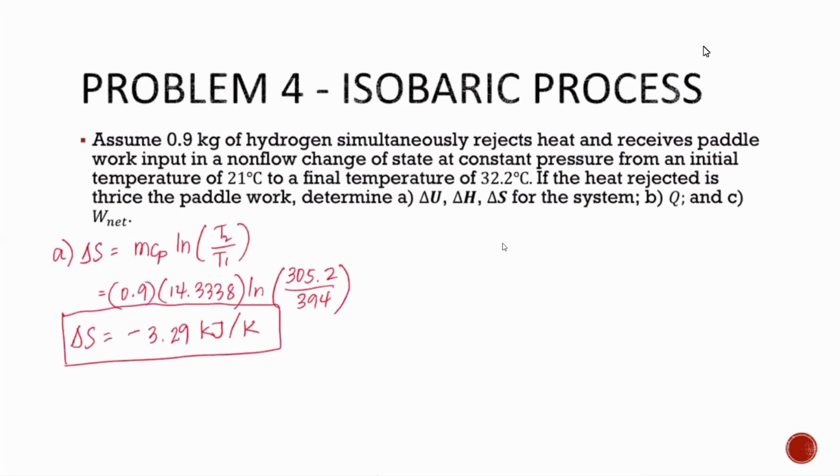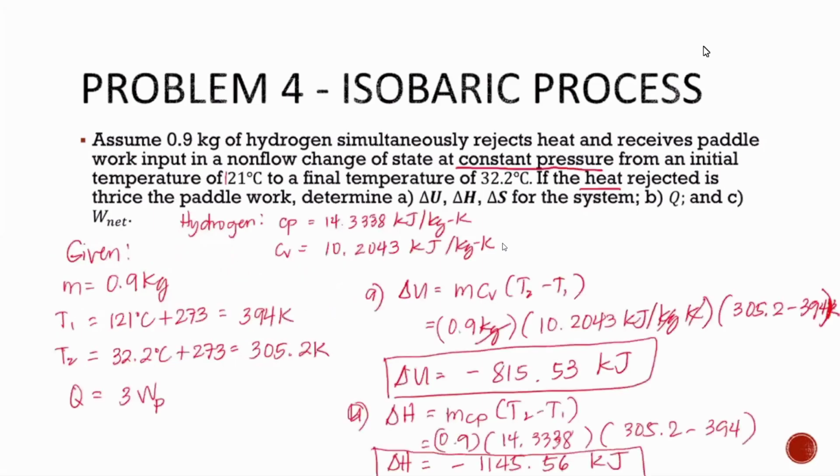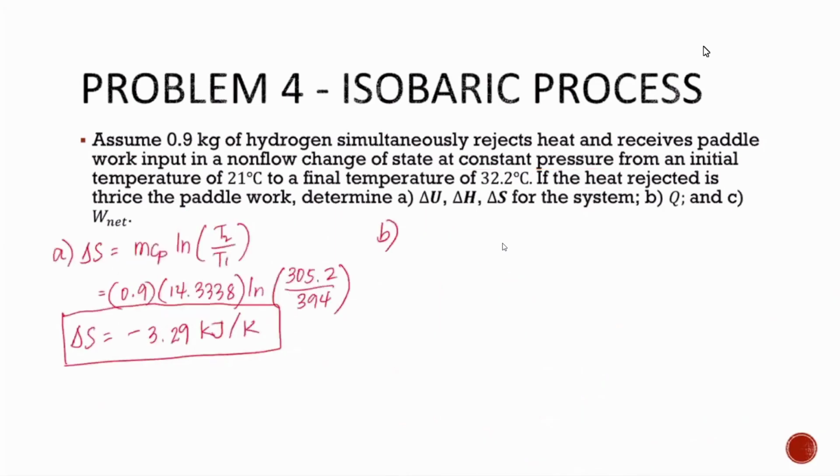Tanong ay Q for the heat transfer. Okay, we have the delta Q. Delta Q only. Letter B. Ano yung ating pinakita kanina? Ayan. For the heat transfer, ang sabi natin ay if the heat rejected, yung Q is equal to 3 times the paddle work. Or W sub P. So, i-multiply lang natin by 3.